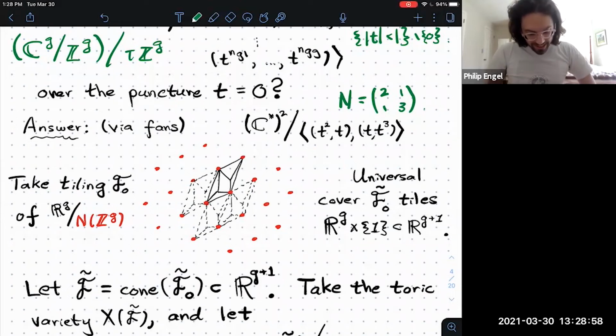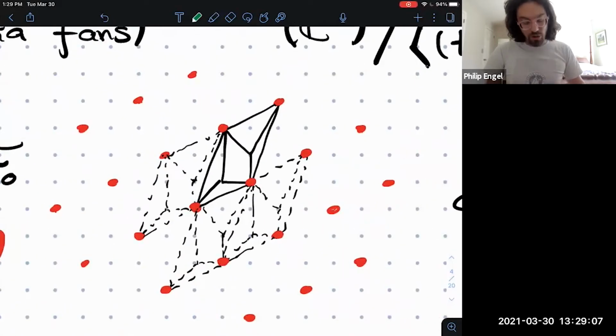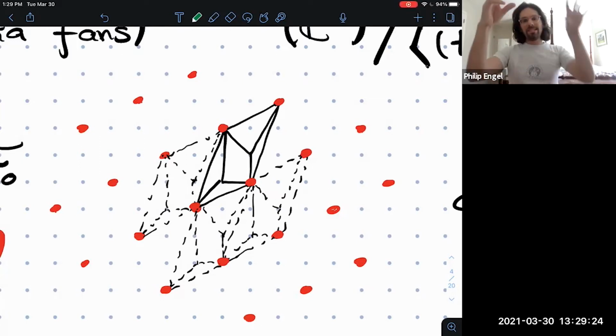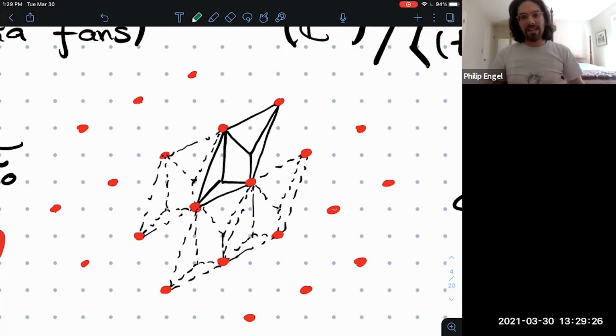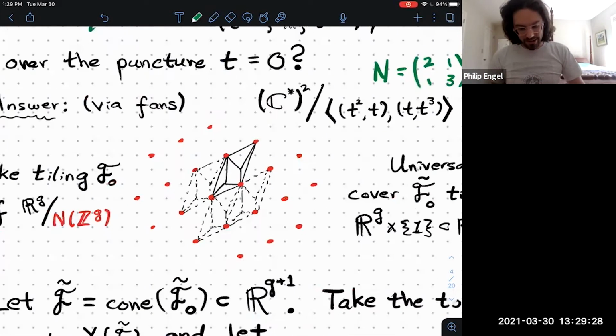Okay, so we take a tiling of this. So first we quotient, in this case, R2 by this lattice, and what we get is a flat real 2 torus, okay? And then we take a polyhedral tiling of that, whose vertices are integer points. And I want this to be periodic. So for instance, I could take this tiling of the fundamental domain that I've drawn, and then just translate it around by N of Z to the G, the sublattice N of Z to the G.